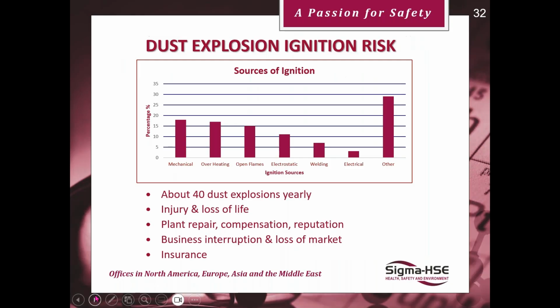If we look at dust explosion ignition risks, then you'll see roughly worldwide about 40 dust explosions annually. It doesn't seem to go down. We still seem to be getting them. This results in injury and loss of life. You end up having to repair your plant, which means you can't run the plant, which means you can't produce, which means you can't sell and you can't earn money. Also, compensation for it and your reputation. Nobody wants to work with a company that has just killed 2 or 3 of their people.